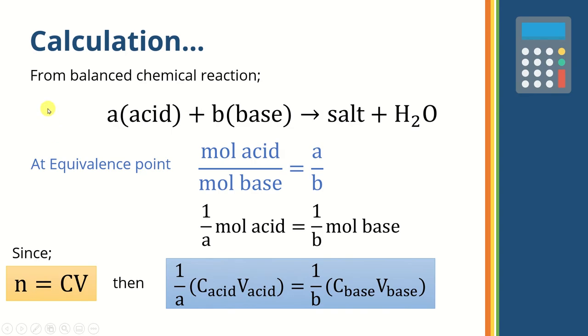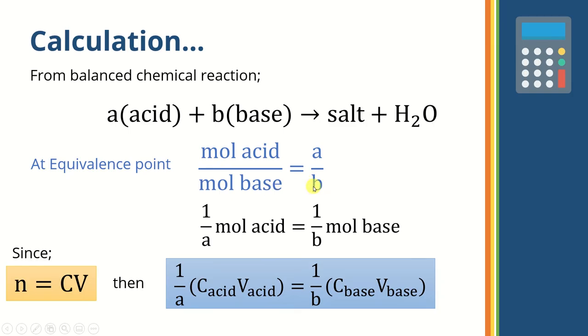In calculation, as I said, you need a balanced equation, or at least you must know the mole ratio between acid and base. How many moles of acid are required to react with how many moles of base? So you can prepare this mole ratio for the equivalence point. In this example, the mole ratio between acid and base is A to B. Always set up the calculation in this way.